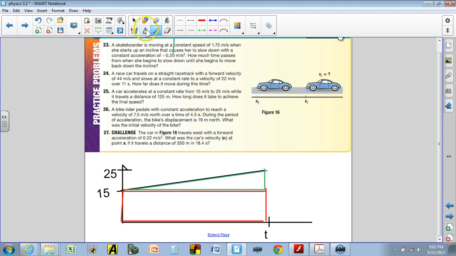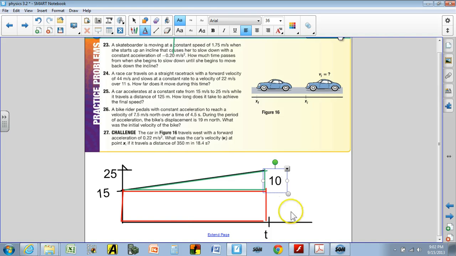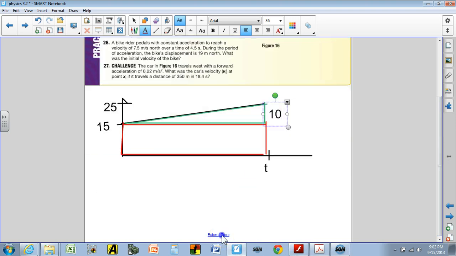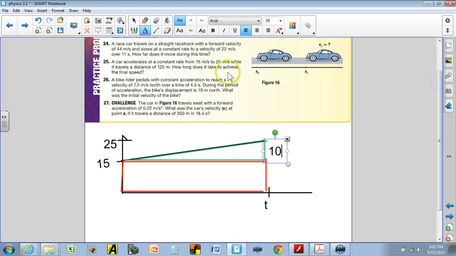We know what the change in velocity is. 15 to 25 is 10. So we have a delta V here. And we have an initial velocity of 15. The thing we don't have is the time. But what we do have is the distance. These two together would add up to 125.